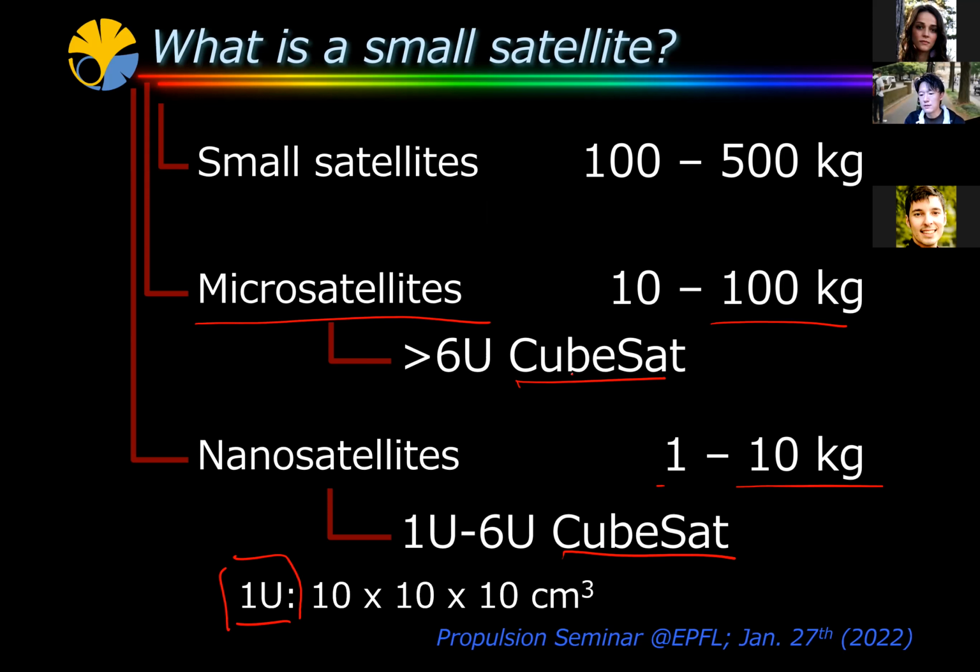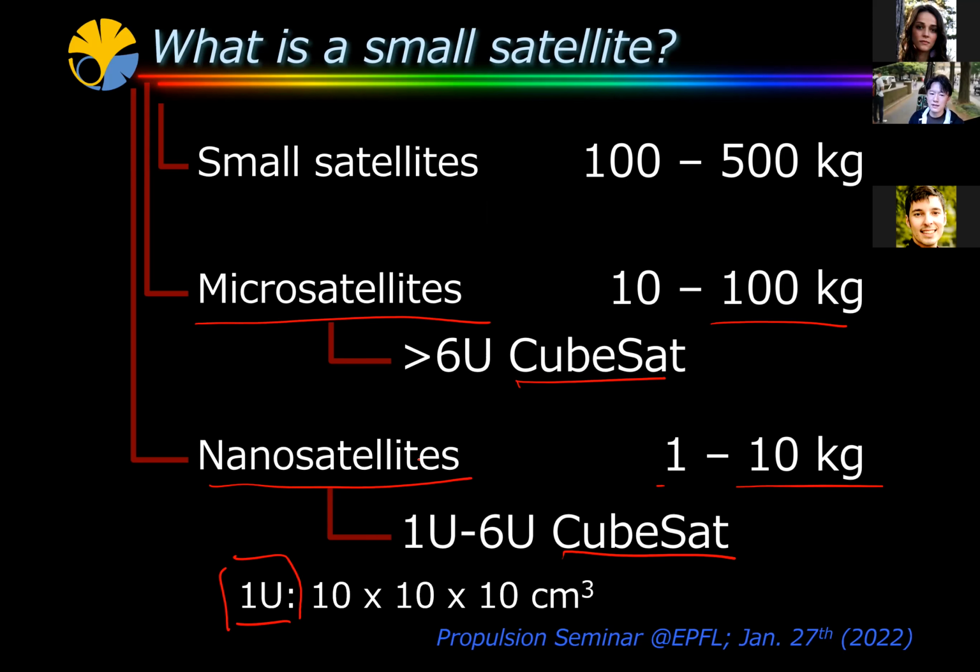Usually 1U to 6U CubeSats are in the nanosatellite range. If it exceeds 6U, it may enter the range of microsatellites, I mean more than 10 kilograms. So this is one categorization of small satellites, but it is not a standard classification. Someone may use another definition of microsatellites or small satellites, so please pay attention to the accurate definition.